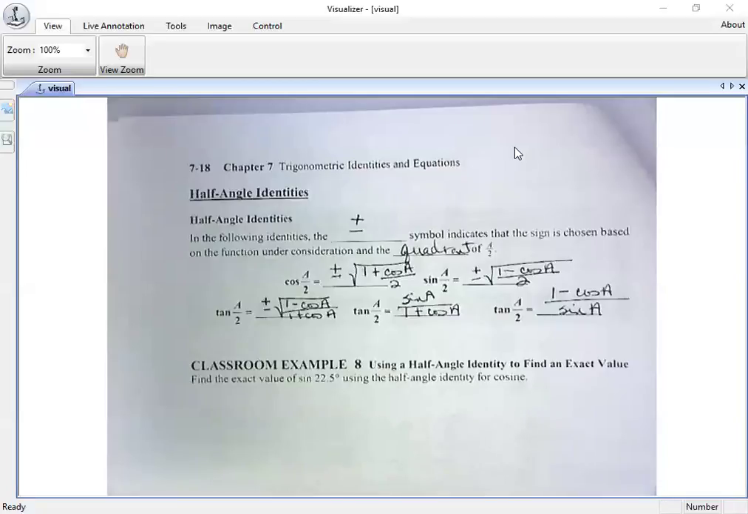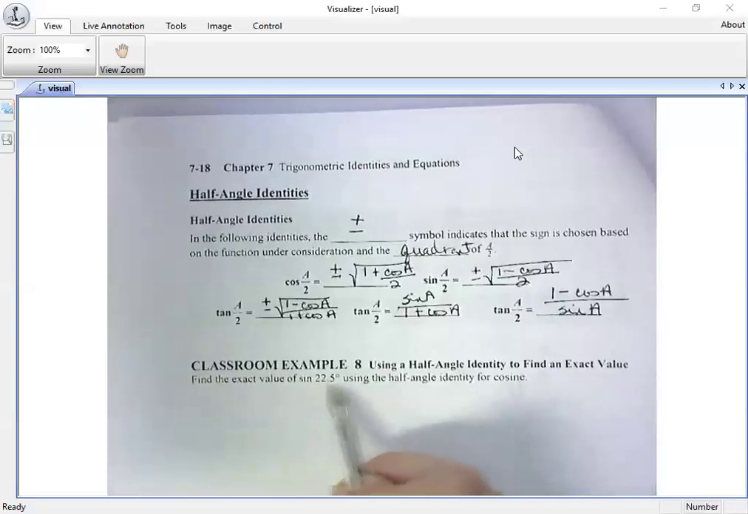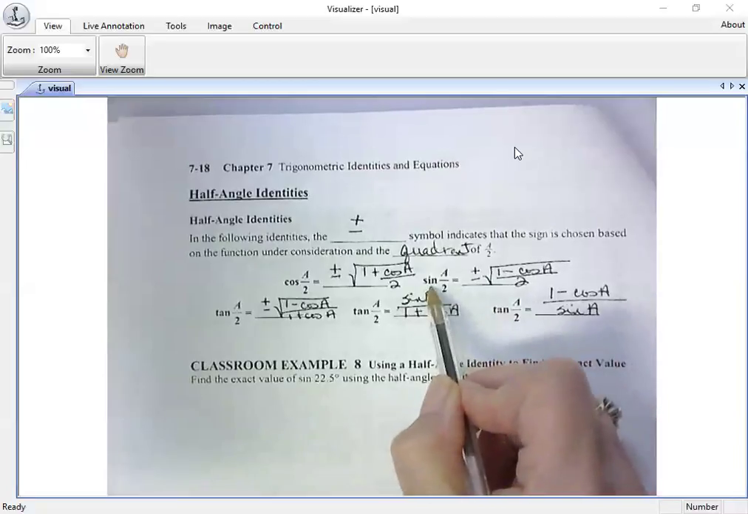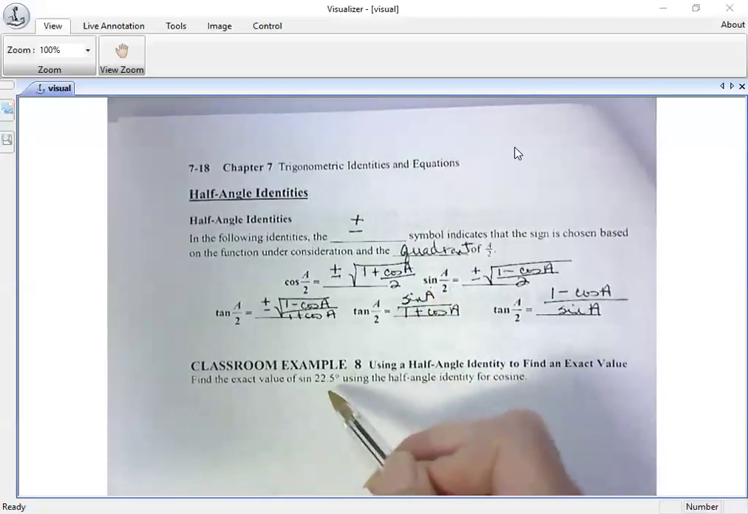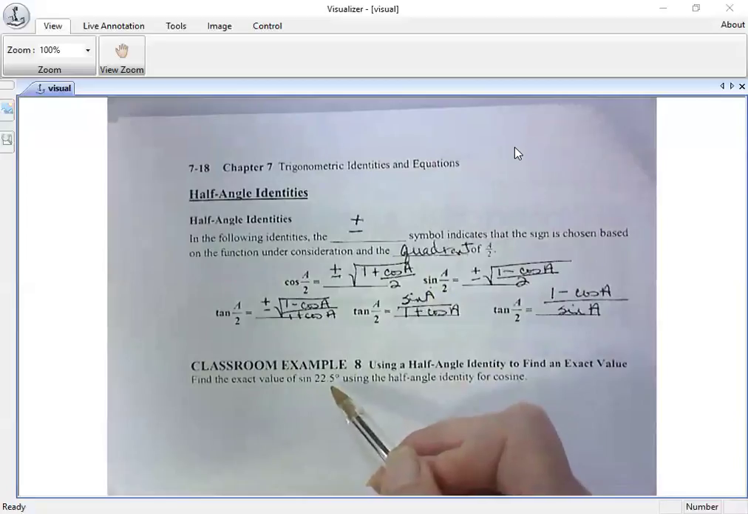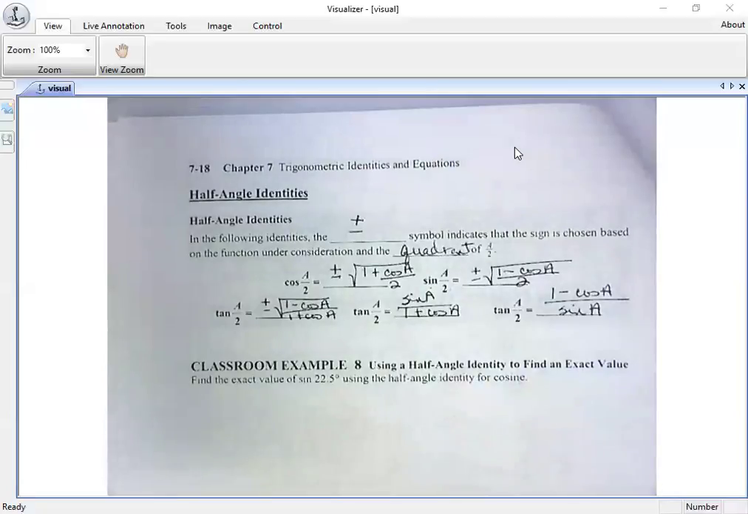Now, let's look at this. It says find the exact value of the sine of 22.5 degrees using the half angle identity for cosine. So sine has only one variation, and here's how this works. If I asked you to find the sine of 22.5 degrees, that is not in a special right triangle, right? But can I replace 22.5 degrees as an angle divided by 2? What angle do you divide by 2 to get 22.5?